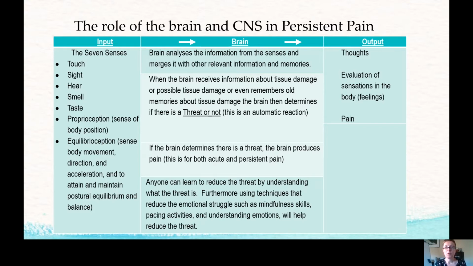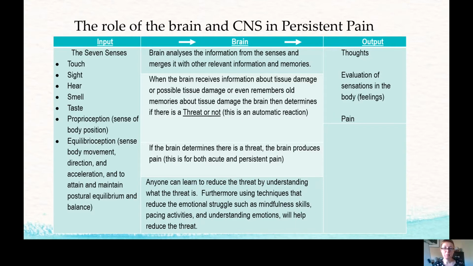So even if we had our eyes closed, the lights off, we would know if we had our arms up and down or what position our body is in. And then the other sense is equilibrioception, which is about sensing our body movement. It's like when you're on a roller coaster, if you're being accelerated or if you're upside down, things like that. You can think of that being a bit of your middle ear input. So these 7 senses gather information from the environment and they go into our brain.